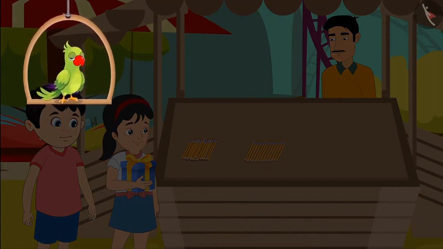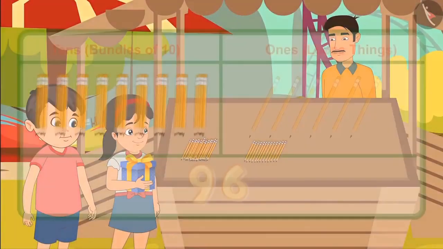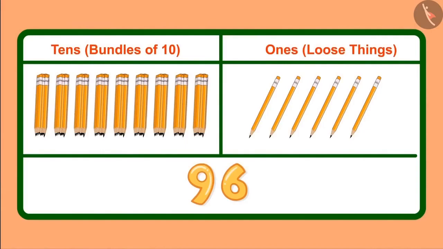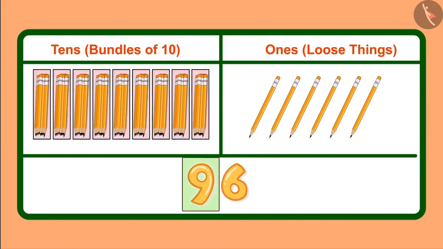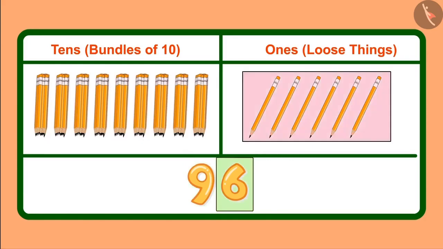Now can you tell how many 1s and 10s are there in 96? Come on, let's see. Children, we write 96 like this. And in this, 9 is in the tens place and 6 in ones place. It means we have 9 tens, which we can also call 9 bundles of 10. And along with it, 6 ones means 6 loose pencils.